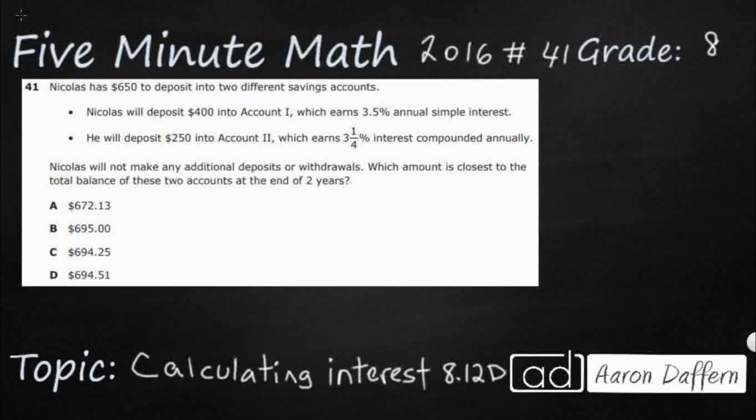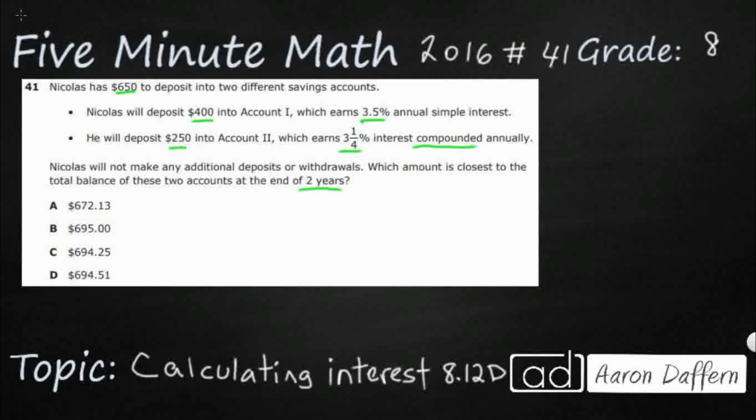So Nicholas has $650 altogether and deposited it into two different savings accounts. You see the $650 split up into $400 and $250. Account 1 is 3.5% simple interest. Account 2 is 3.25% compounded interest, with no additional deposits or withdrawals, and we need the closest total balance after 2 years.